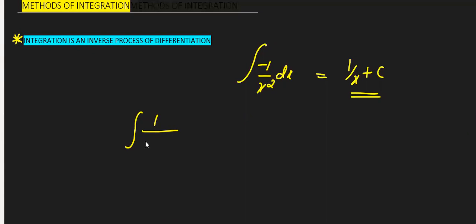Integral 1 by 2 root x dx. We know that 1 by 2 root x is the derivative of root x. So, integral 1 by 2 root x dx is actually root x plus c. So, we can conclude that integration is used to find the function when its derivative is known.